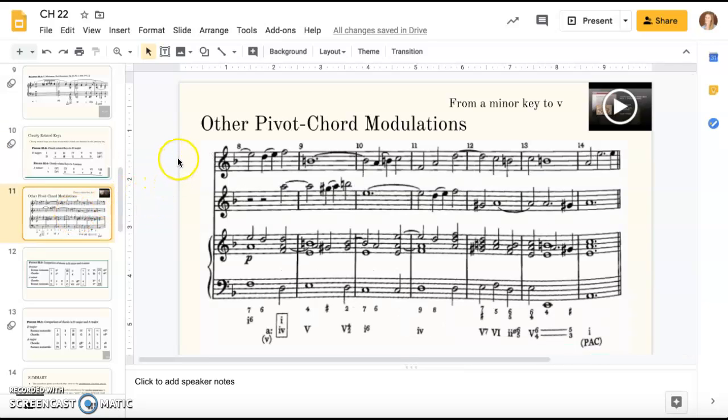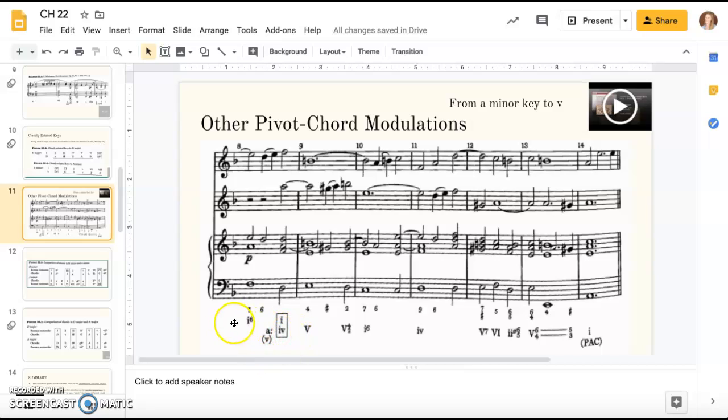Here's an example showing other pivot chord modulations. We're in the key of D minor, and we're modulating, instead of modulating to the relative minor, we're modulating to the minor 5. We're modulating to A minor. So we're going from D minor to A minor. We're seeing that we have a D minor chord, which is a minor 1 in the original key, or a minor 4 in the minor 5 key.